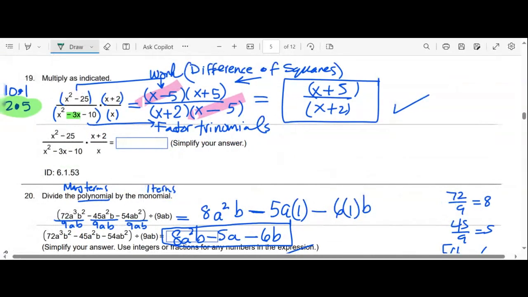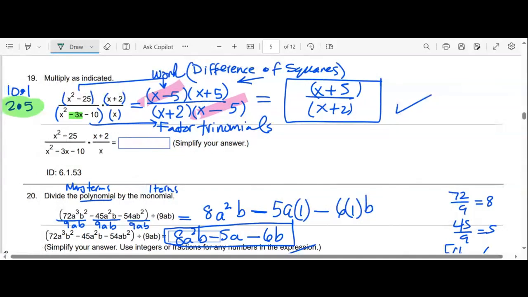Multiply as indicated. Number 19. The top: x squared minus 25 becomes x minus 5, x plus 5. What about the bottom? X plus 2, x minus 5. Now can I cancel x minus 5 with x minus 5? Yes. And what's left? X plus 5 over x plus 2. Okay, that's it. Easy.